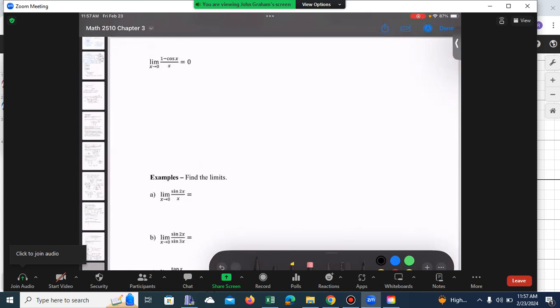These will use what we just did. This next one also becomes helpful because we will use this in the derivative of sine. So the limit as x goes to 0 of 1 minus cosine x over x. We're going to start by multiplying this by the conjugate on top and bottom.